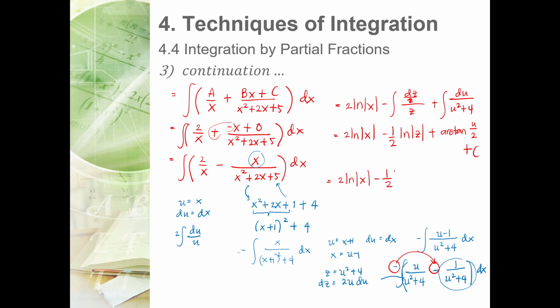So 1/2 ln of z, where z is u squared plus 4. Then plus arctangent, where the u parameter is x plus 1 all over 2, plus c. So the final answer is 2 ln x minus 1/2 ln of x squared plus 2x plus 5, and then plus arctangent of x plus 1 over 2 plus c.